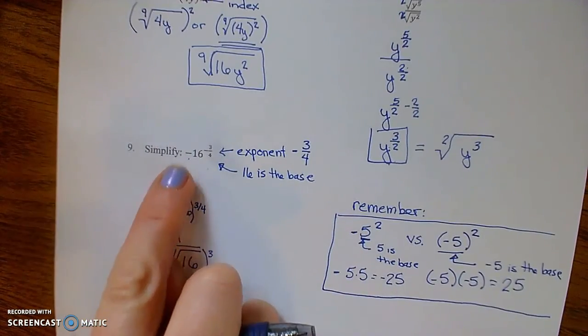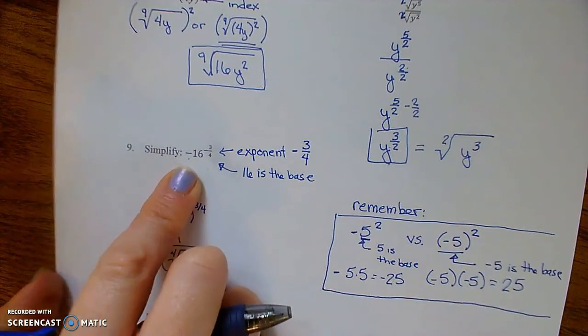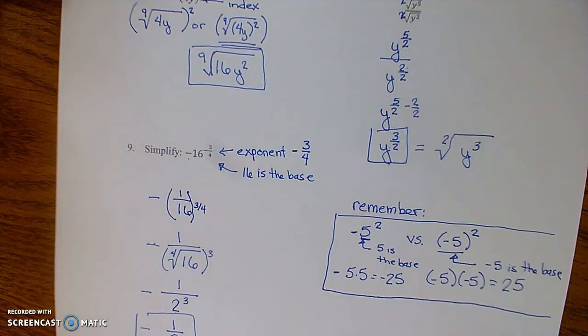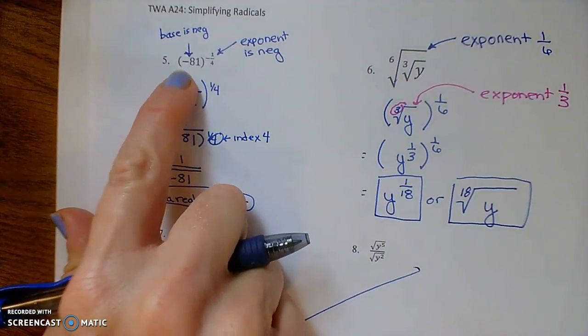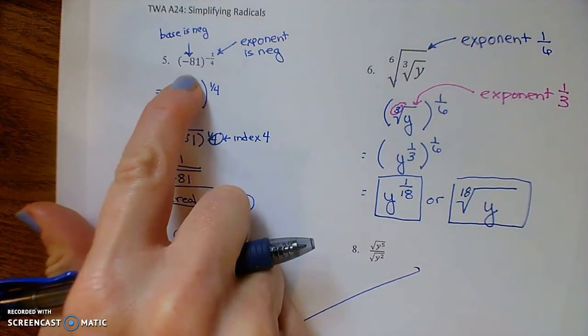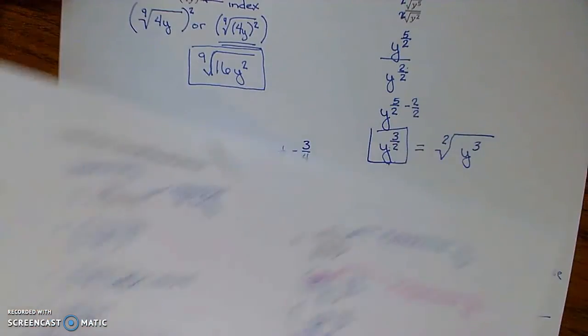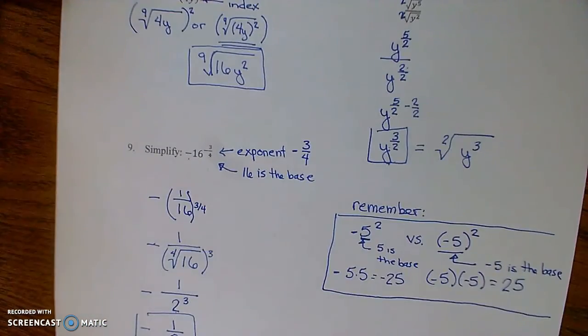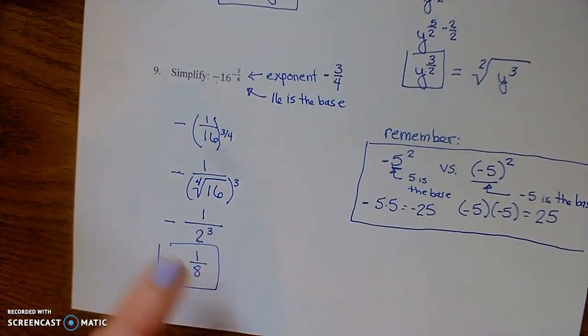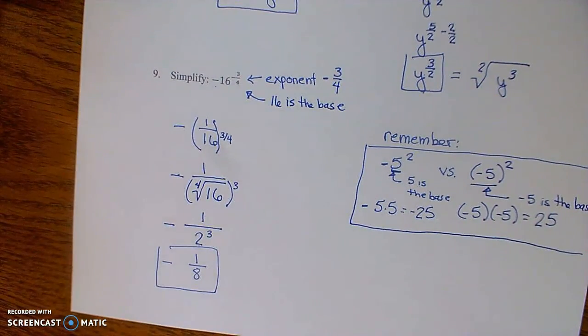Again, notice the difference between this problem, where it was just the 16 that was raised to the 3/4 power, versus the last one we did, where the negative was in the parentheses, so it was really -81 to the 1/4 power. That one became not a real number, but this one was okay because that negative sign was just kind of going along for the ride.